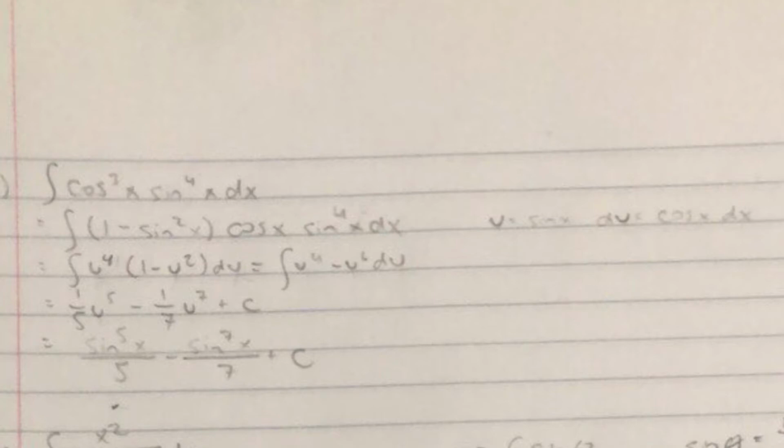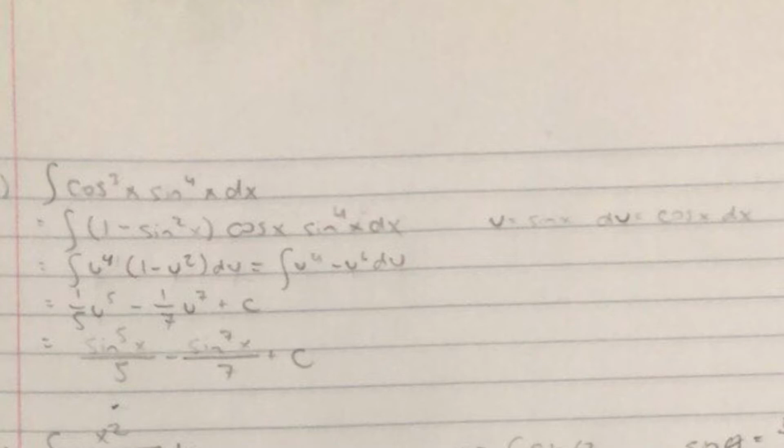So for number one, we have the integral of cosine cubed x times sine to the fourth x dx. What we're looking for here is a positive and odd power. So if we have cosine cubed x, we're going to use that when we can use our trigonometric identity of cosine squared x is equal to 1 minus sine squared x.